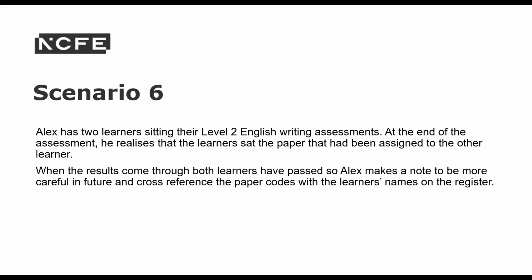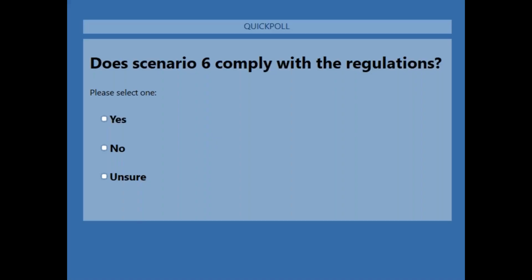Alex has 2 learners sitting their level 2 English writing assessments. At the end of the assessment, he realizes that the learners sat the paper that had been assigned to the other learner. When the results come through, both learners have passed. Phew. So Alex makes a note to be more careful in future and cross-reference the paper codes with the learner's name on the register. So how about this one? Does this one comply with the regulations? I will launch that one as a poll. And once that's launched, I'll read it through again.